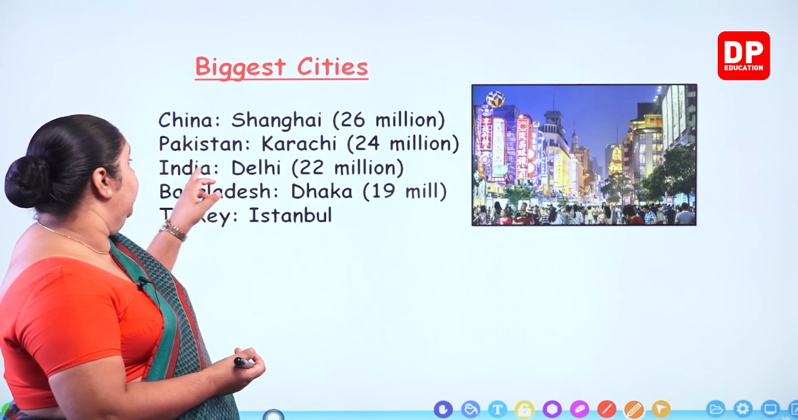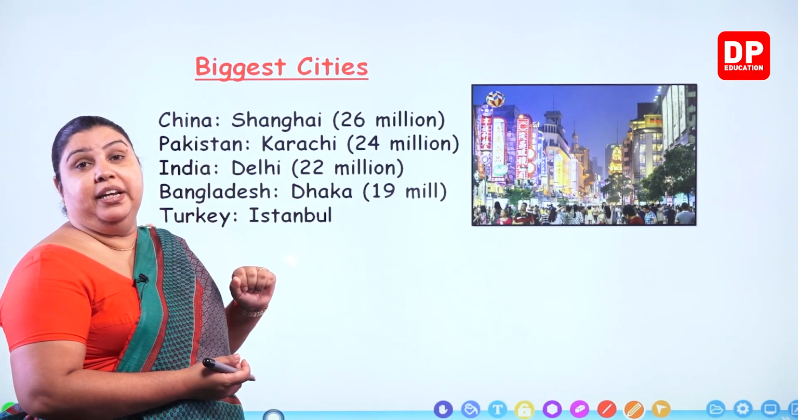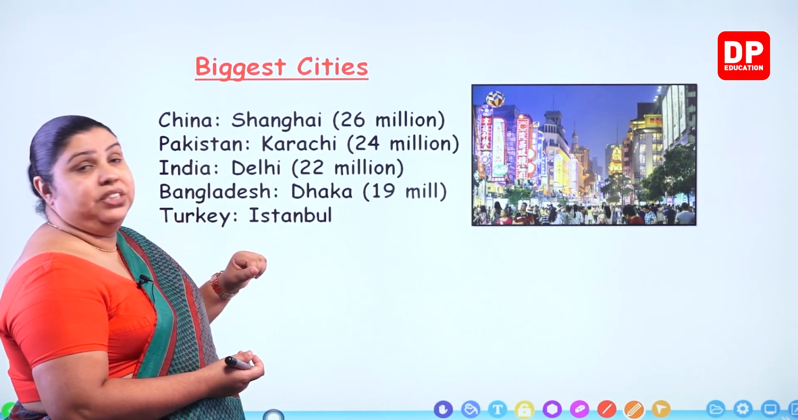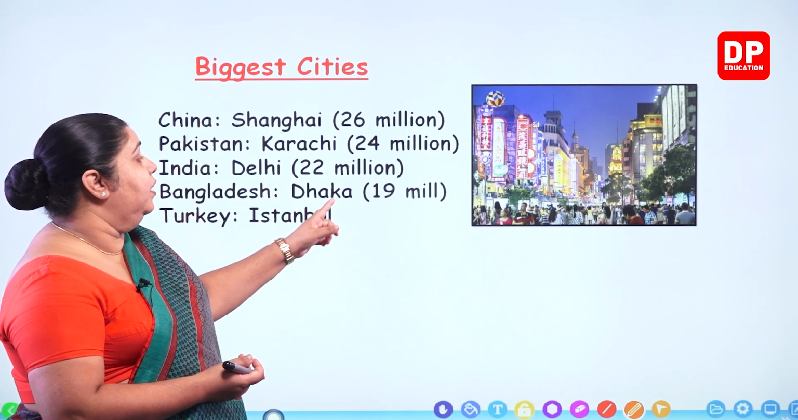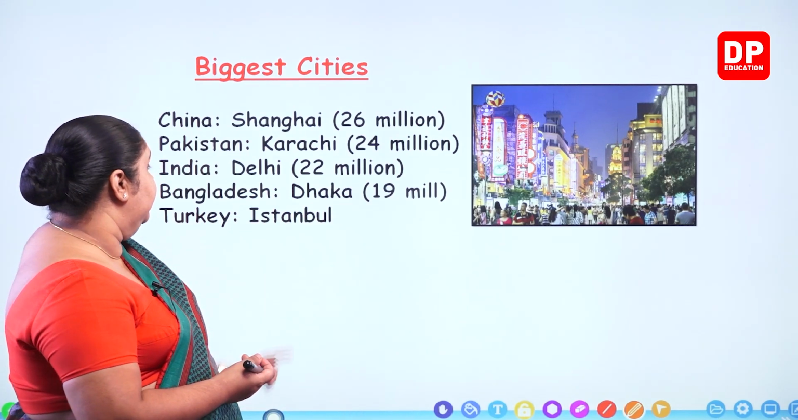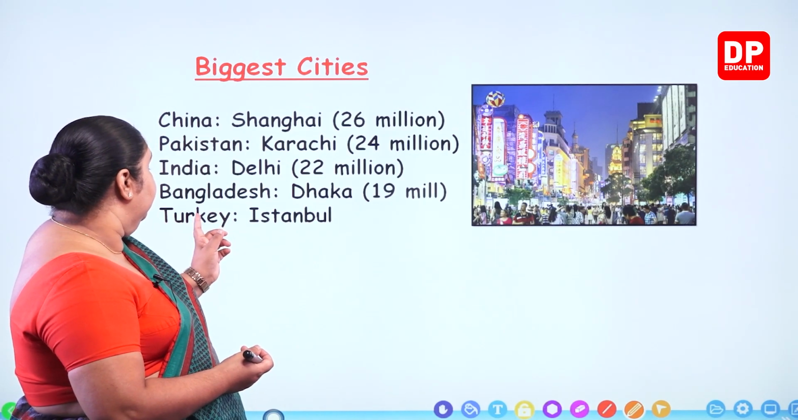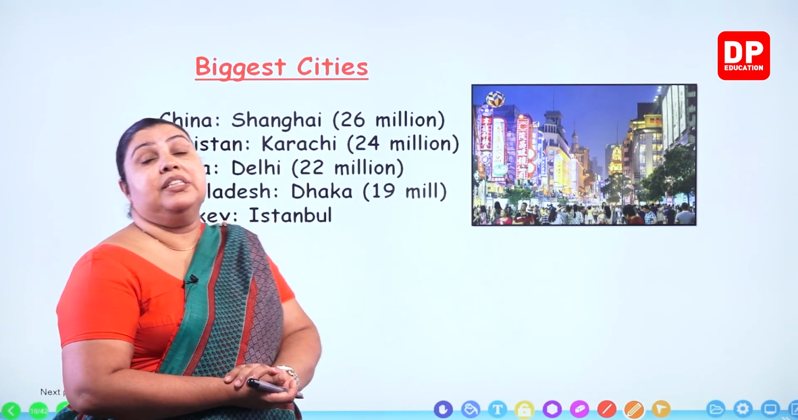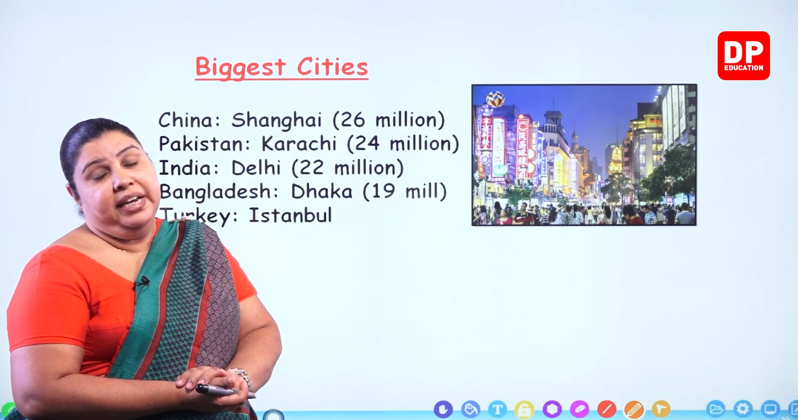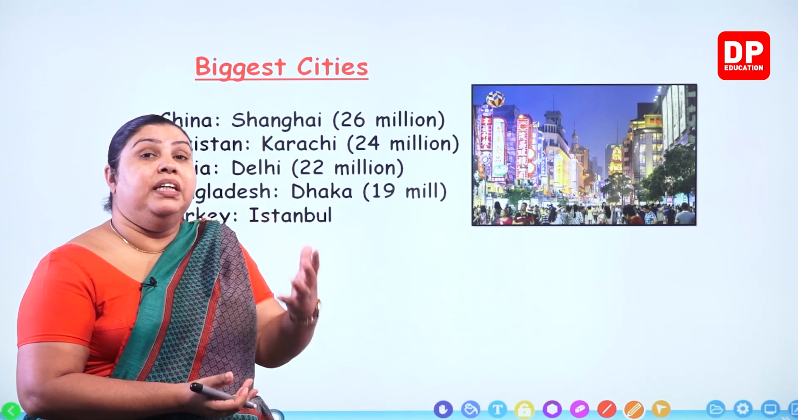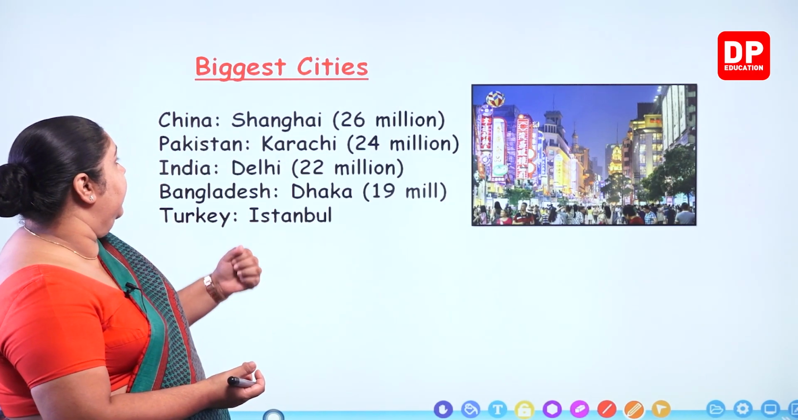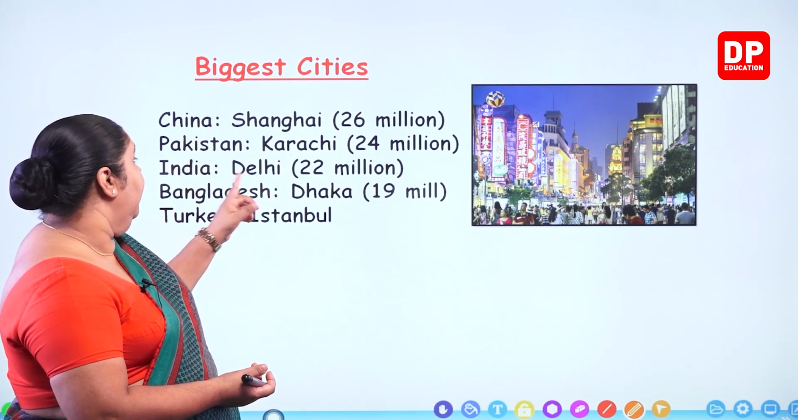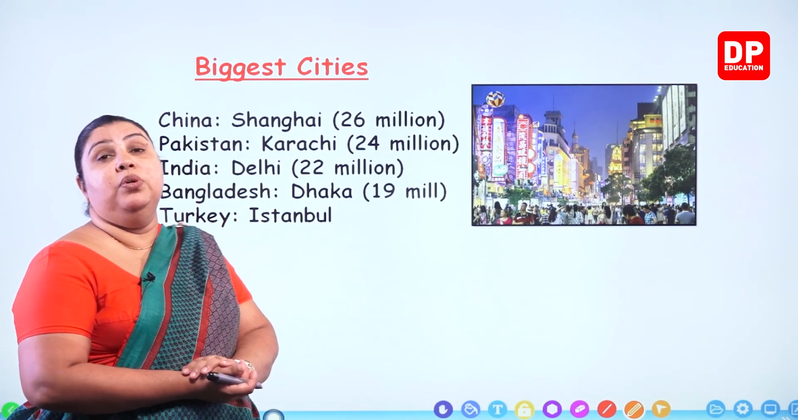In Delhi, New Delhi in India, 22 million people. මිලියන් 22ක් මිනිසුන් ඉන්නවා ඉන්දියාවේ නව දිල්ලි නුවර. Bangladesh, Dhaka. In Bangladesh's Dhaka, 19 million people live in this city. Then in Turkey, Istanbul is another city which is considered as one of the biggest cities in Asia. ආසියාවේ තියෙන නගරවලින් විශාලතම නගර කීපයක් තමයි මෙතන තියෙන්නේ. චීනයේ Shanghai, then Karachi in Pakistan, Delhi in India, Dhaka in Bangladesh and Istanbul in Turkey.